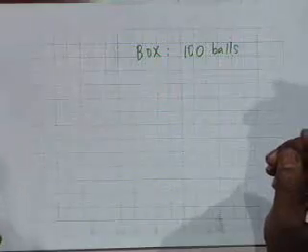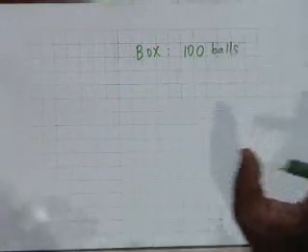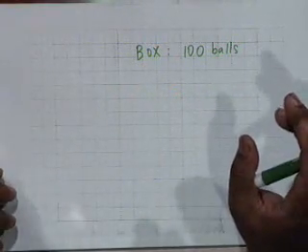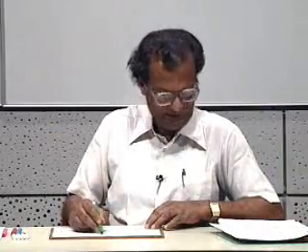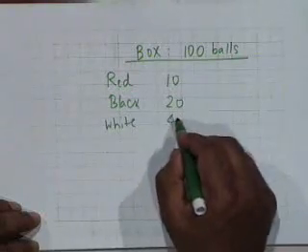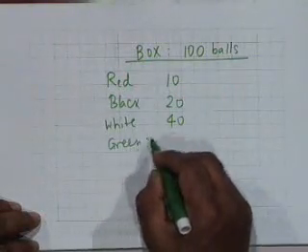We'll take a box with 100 balls, and these 100 balls can be of various sizes, but they are distinguished by their colors. And the color distribution, I've just cooked up a hypothetical example. Let the color distribution be like this: red 10 balls, black 20, white 40 and green 30.